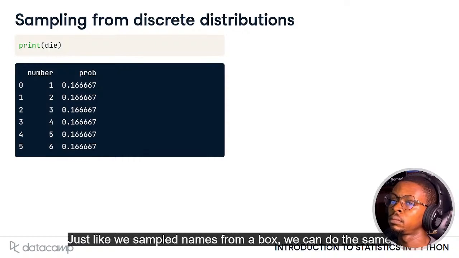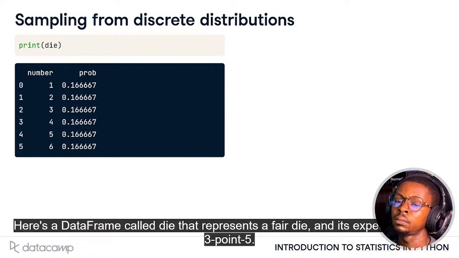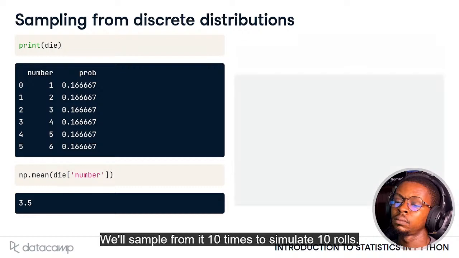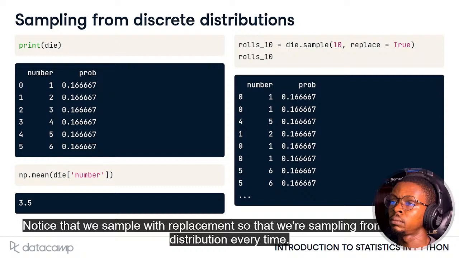Just like we sampled names from a box, we can do the same thing with probability distributions like the ones we've seen. Here's a data frame called die that represents a fair die, and its expected value is 3.5. We'll sample from it 10 times to simulate 10 rolls. Notice that we sample with replacement so that we're sampling from the same distribution every time.